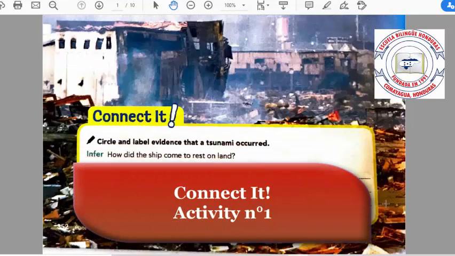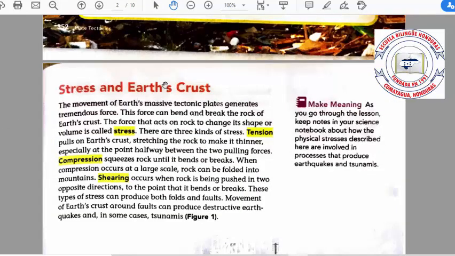You had to circle and label evidence that a tsunami occurred. Infer, how did the ship come to rest on land? Stress and Earth's crust. The movement of Earth's massive tectonic plates generates tremendous force. This force can bend and break the rock of Earth's crust. The force that acts on rock to change its shape or volume is called stress. Underline this part, until stress.